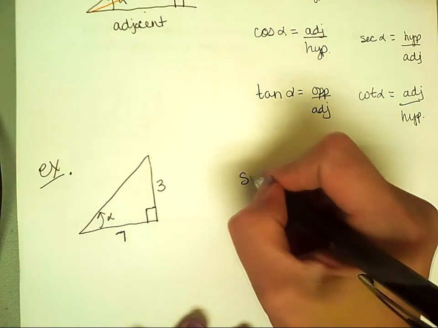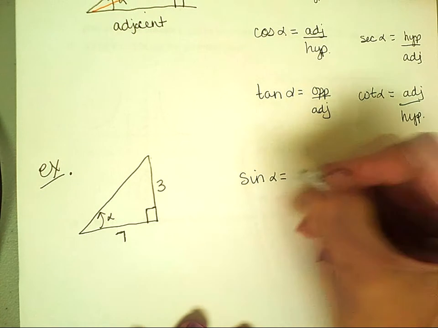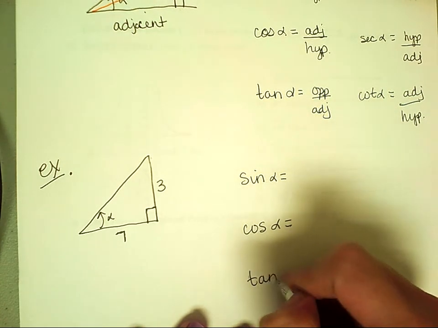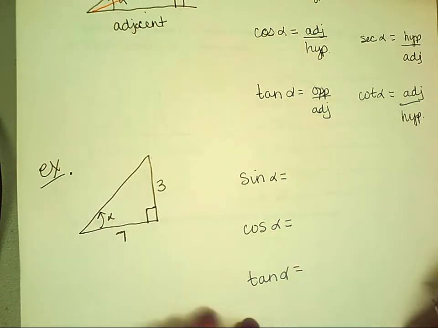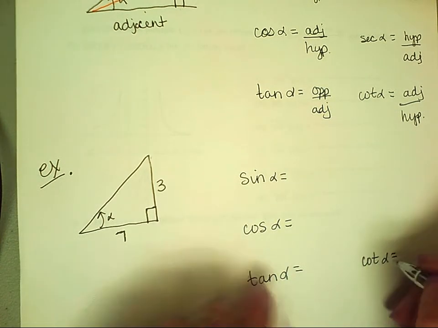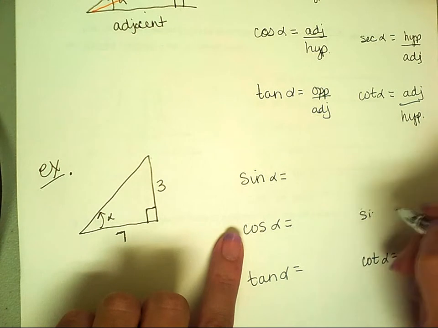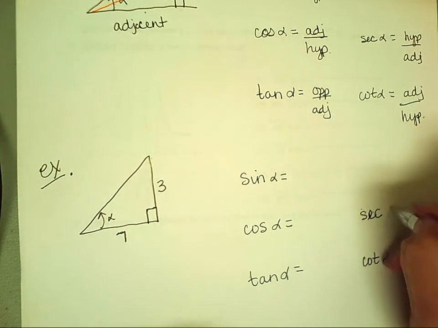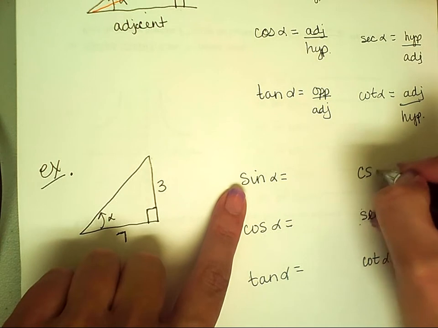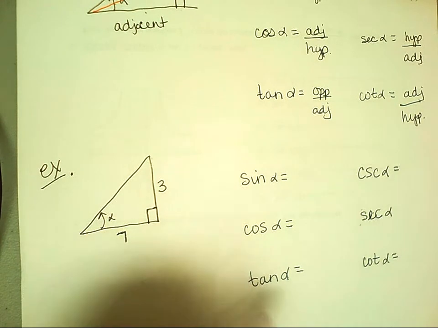Okay. So that is, we're supposed to find the sine of alpha, the cosine of alpha, the tangent of alpha. Then this one's the cotangent of alpha. This one is the secant of alpha. Okay, so C and S. So this is S and C, and this is the cosecant of alpha.